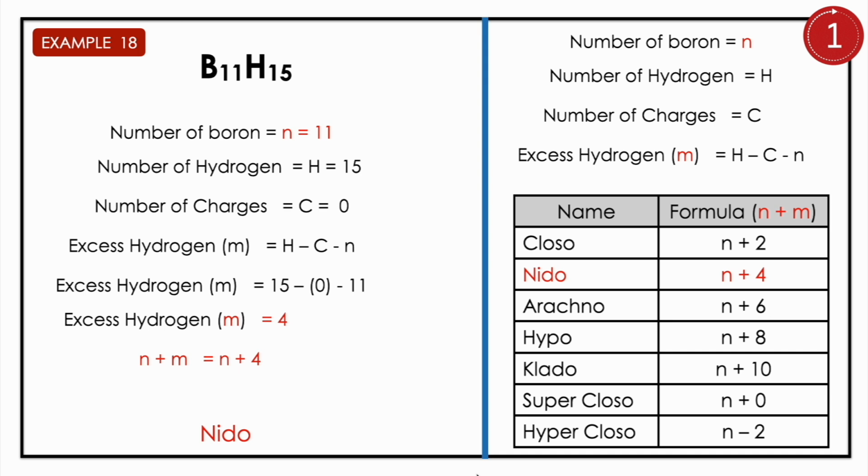Then charges. Since there is no charges, C equals 0. Excess of hydrogen will be M, that equals H minus C minus N. If you substitute the values, it is 15 minus 0 minus 11. So M is 4. It is a N plus 4 system. If you look at the table, N plus 4 means Nido structure. So according to the Wade's rule, B11H15 has Nido structure.